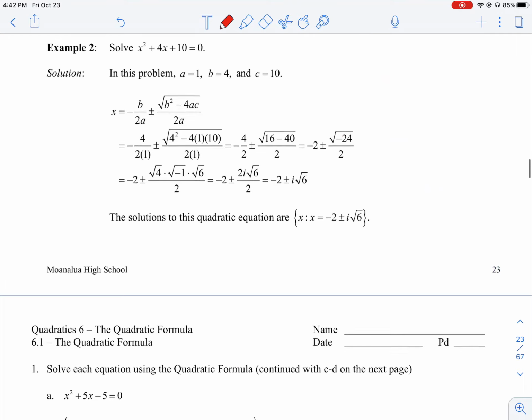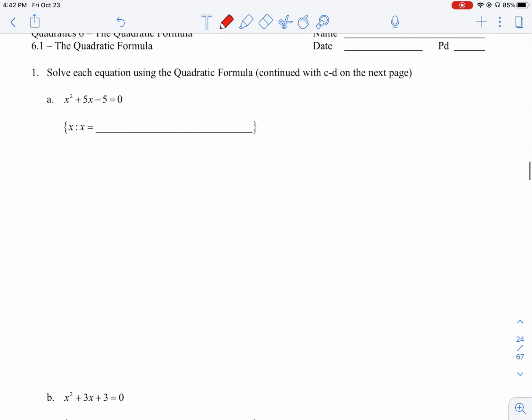Okay? And moving on. Before watching this video, you need to make sure that you've watched the video about imaginary numbers already, because the answers to the quadratic formula can involve a negative number inside the square root.